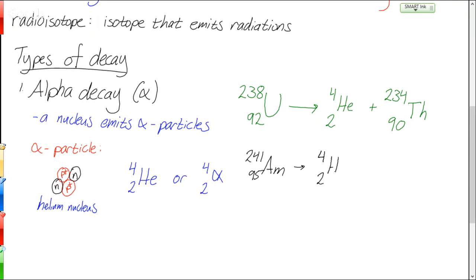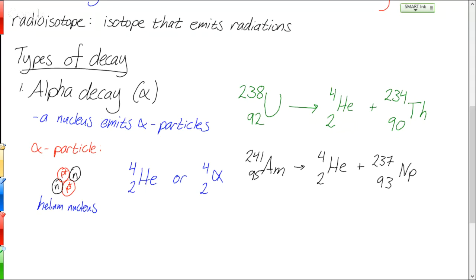So you do it the same way. Put your particle first, and then just subtract from the initial numbers and figure out what the other numbers should be. So 95 minus 2 is 93. 241 minus 4 is 237. And we look up the periodic table, find number 93, and that's NP, Neptunium. All right, see how that works?